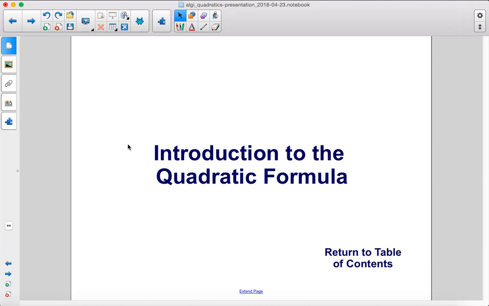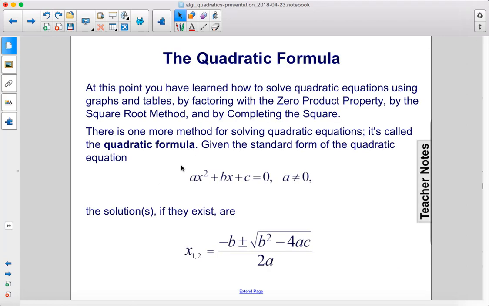Introduction to the Quadratic Formula. At this point, you have learned how to solve quadratic equations using graphs and tables, by factoring with the zero product property, by the square root method, and by completing the square. There's one more method for solving quadratic equations. It's called the quadratic formula.